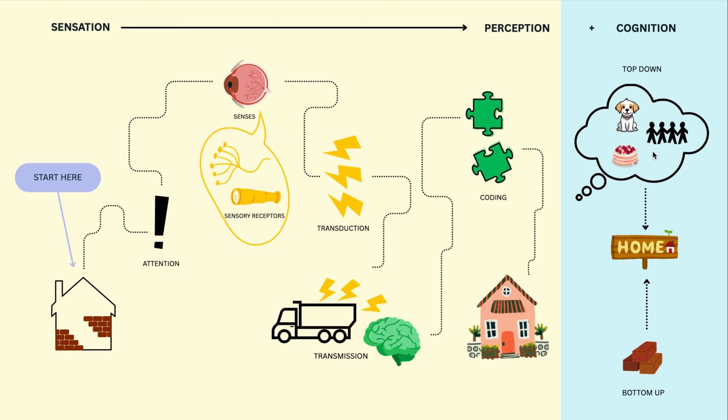Whereas top-down processing occurs when our brain interprets stimuli based on prior knowledge, like our memories or previous experiences. For example, memories of our own home, like families, pets, or times of celebration. These intertwined processes lead us to be able to confirm that yes, what we are looking at is an actual house.